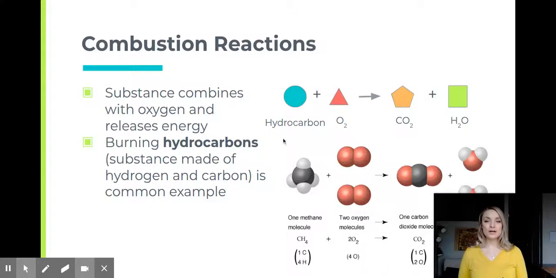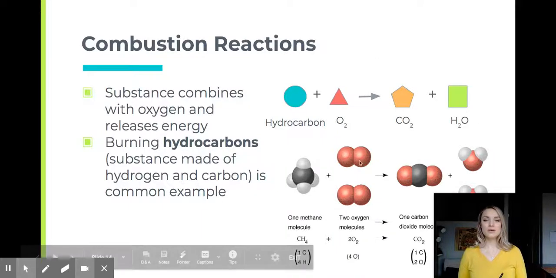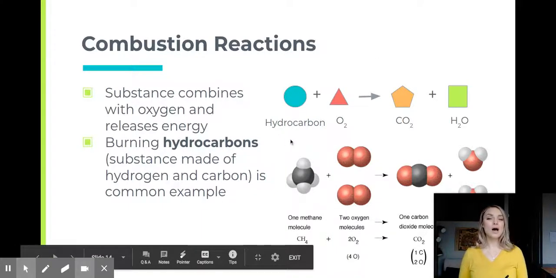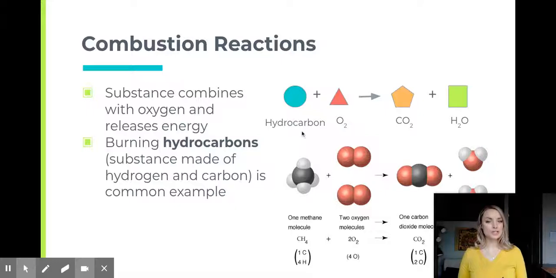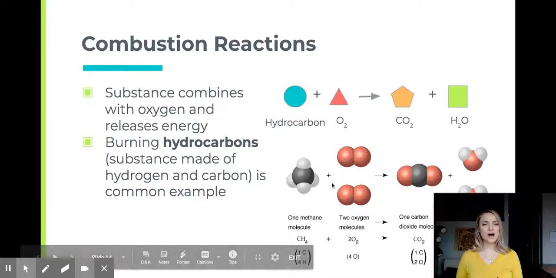So we look up here, when we think about our most common combustion reactions, we're going to start with a hydrocarbon, we're going to add oxygen, and then we're going to end up with our products. So it's going to yield carbon dioxide, CO2, and water, H2O. Why do you think that would happen? Why are we going to end up with carbon dioxide and water if we're starting with hydrocarbons and oxygen?